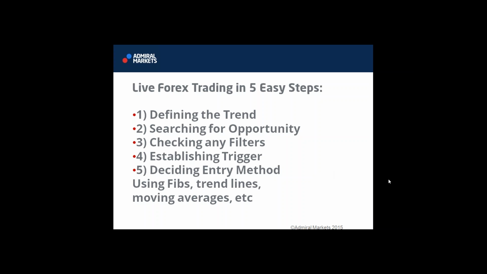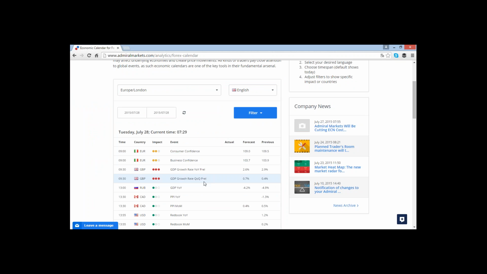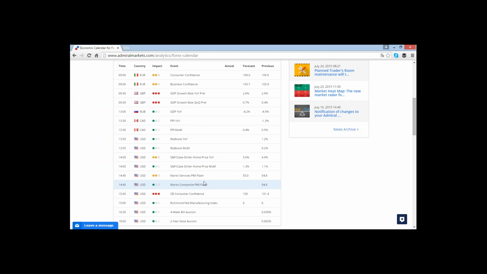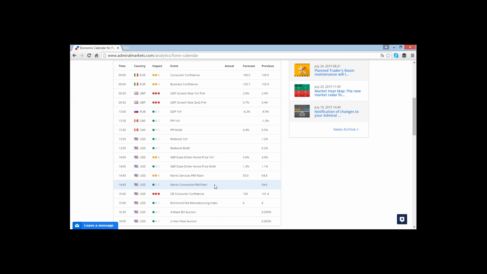All right, but before we actually take a look at the charts, quick look at the calendar. Tomorrow we have FOMC. That's a big thing. Today we have some GDP news on the pound, and CB consumer confidence, and some other green and yellow news events.